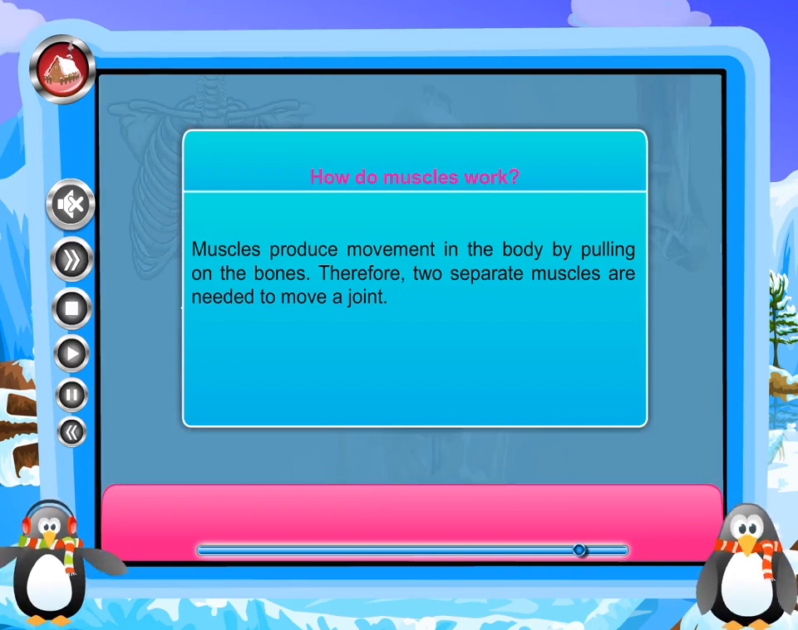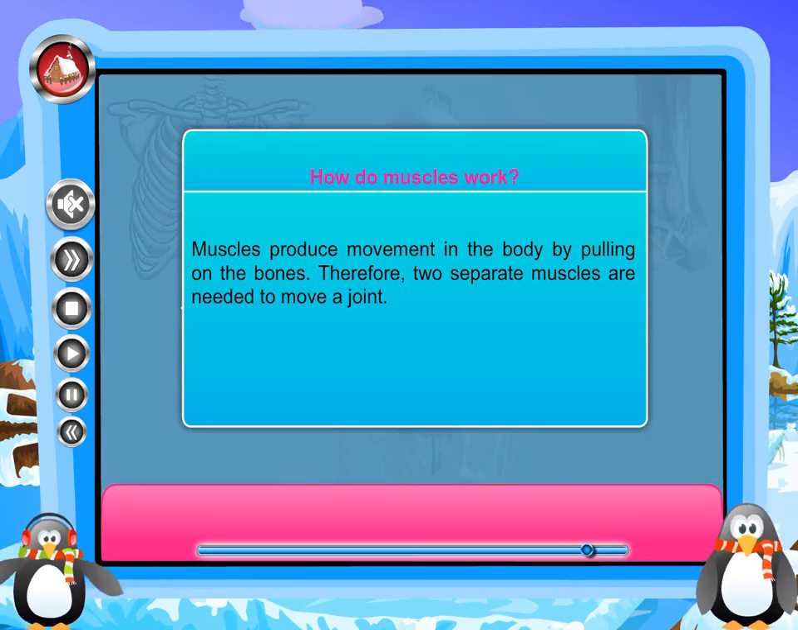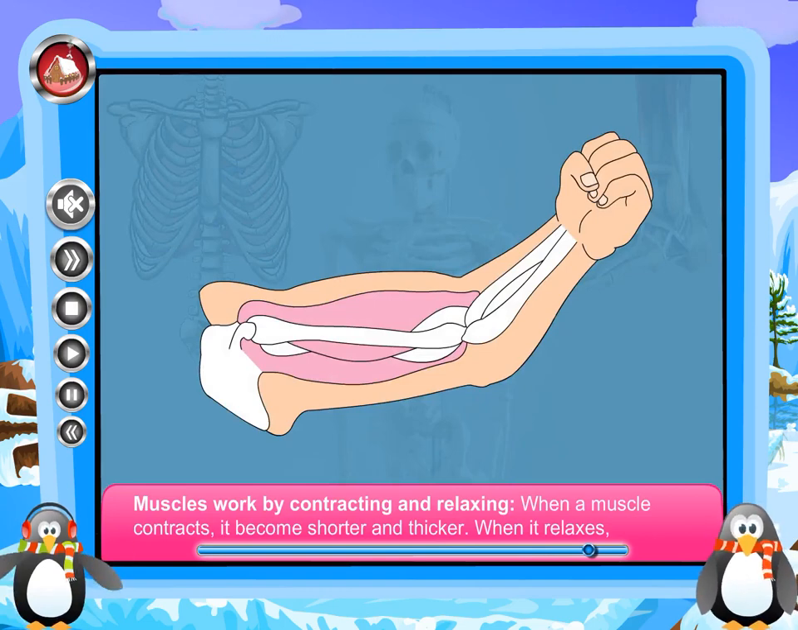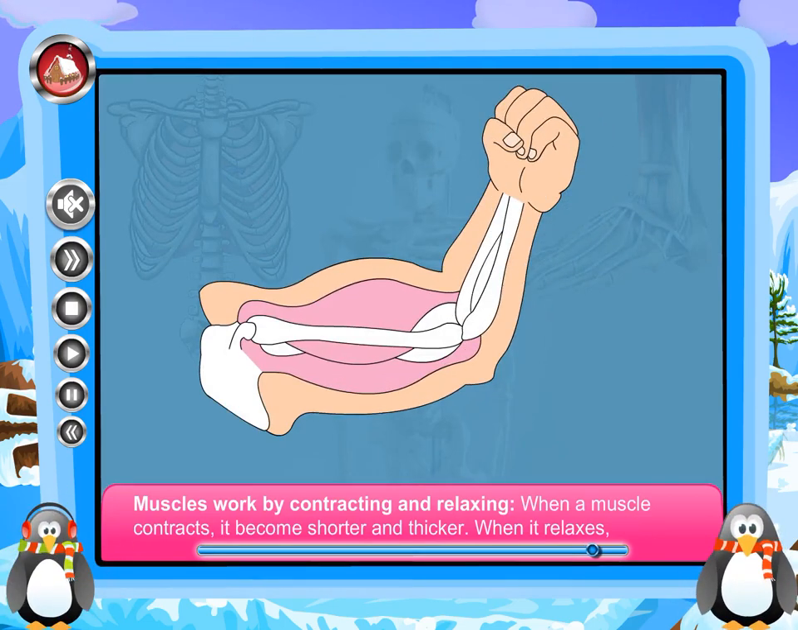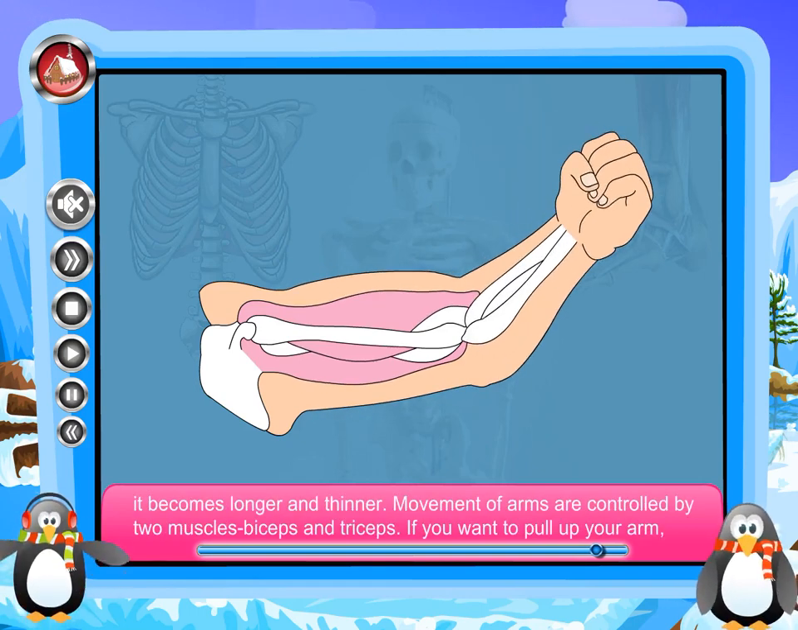How do muscles work? Muscles produce movement in the body by pulling on the bones. Therefore, two separate muscles are needed to move a joint. Muscles work by contracting and relaxing. When a muscle contracts, it becomes shorter and thicker. When it relaxes, it becomes longer and thinner.